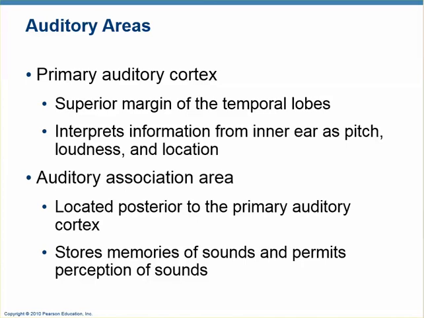The association areas is how you recognize somebody's voice, or how you can tell when something's a piano or a violin, or like it's memories of sounds and interpretations of sounds. That's how you tell noise from music.